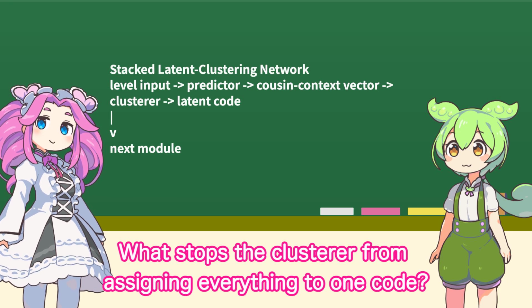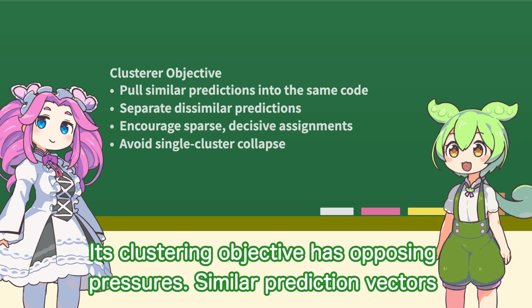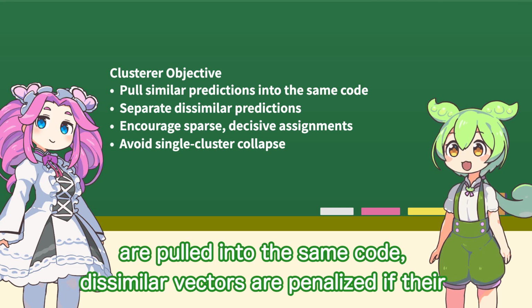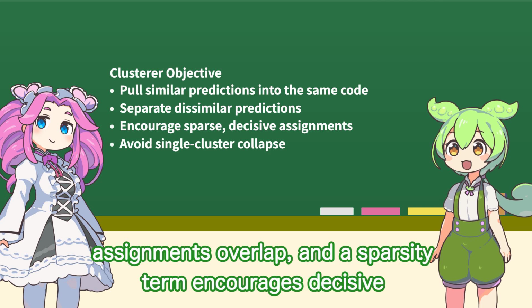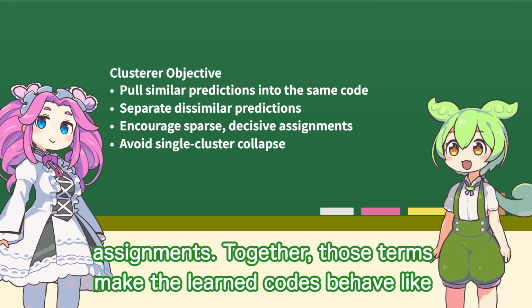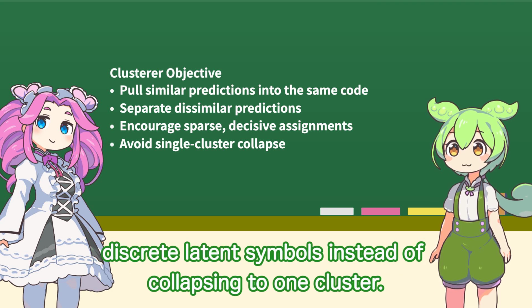What stops the clusterer from assigning everything to one code? Its clustering objective has opposing pressures. Similar prediction vectors are pulled into the same code. Dissimilar vectors are penalized if their assignments overlap, and the sparsity term encourages decisive assignments. Together, those terms make the learned codes behave like discrete latent symbols instead of collapsing to one cluster.